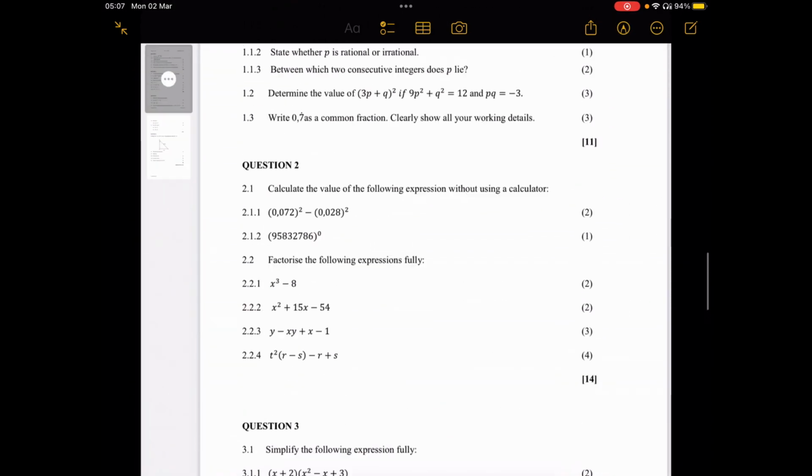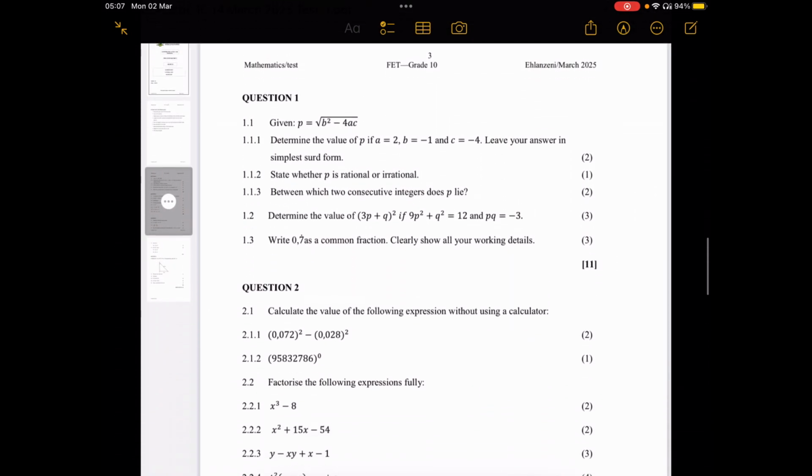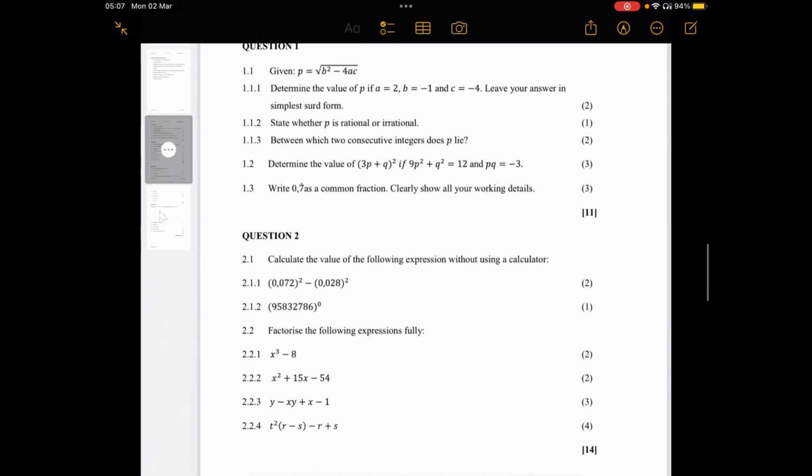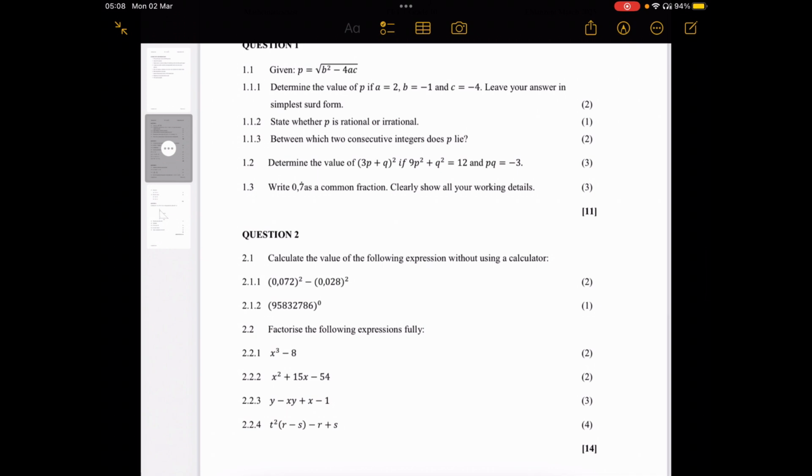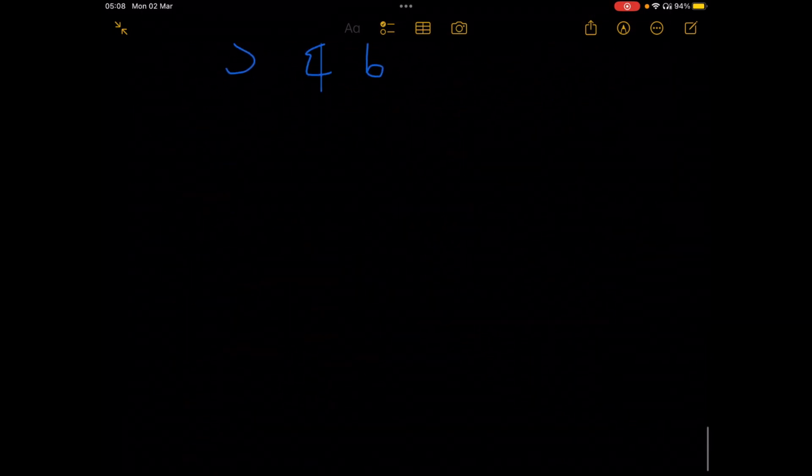Next up is 1.2, which is given by 3p plus q squared, if 9p squared plus q squared is equal to 12 and pq is equal to minus 3, for 3 marks. This question should be simple.